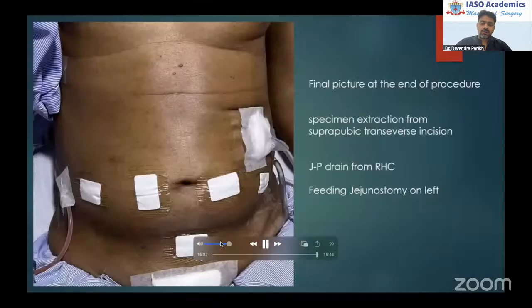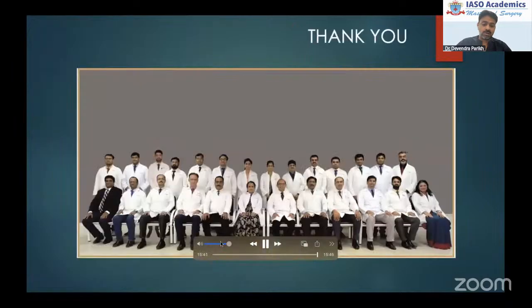For subtotal gastrectomy, it is not required. My preference is to take out the specimen from the infra-umbilical Pfannenstiel incision, but we can definitely do it from a supra-umbilical midline incision as well. Thank you very much.